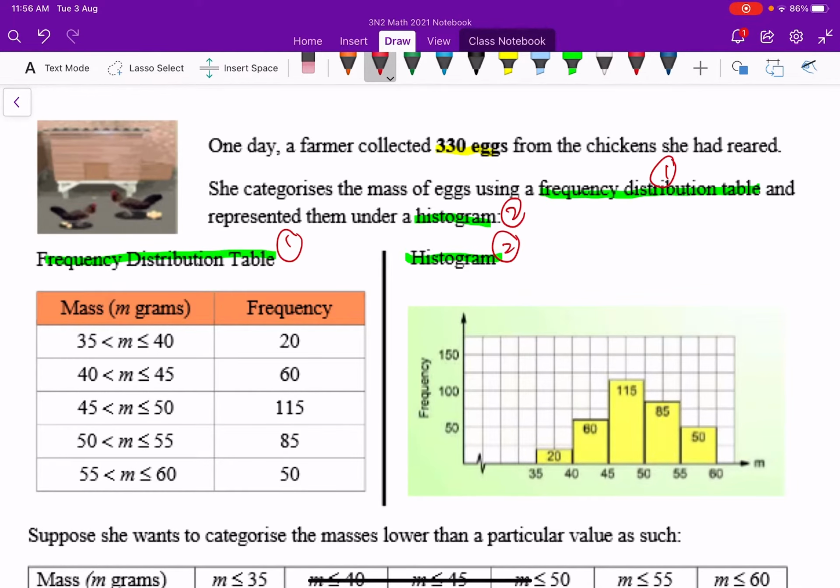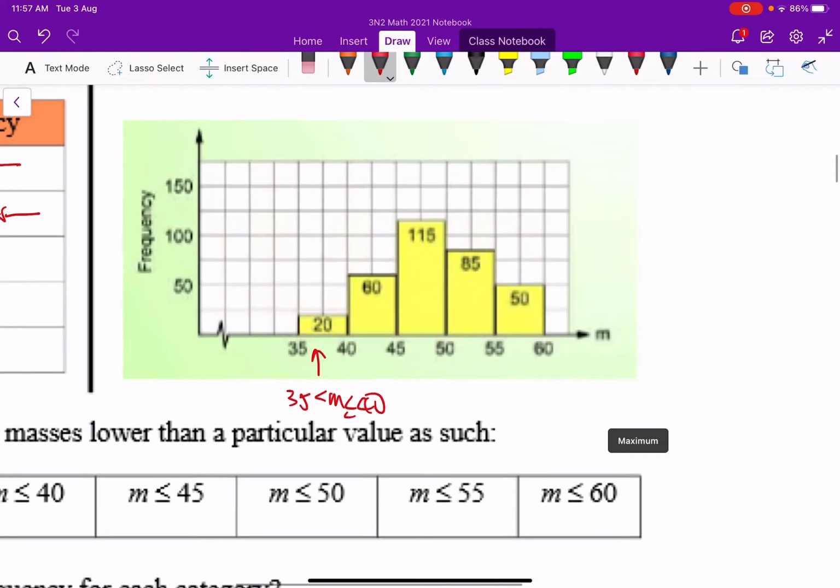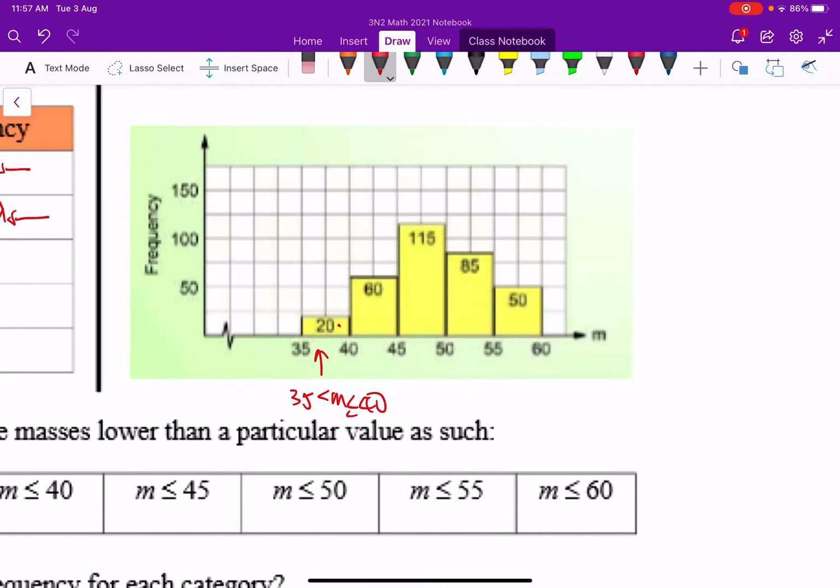Now in these two ways of representing, the one on the left hand side, she put between 35 to 40 grams, there are 20 eggs. 40 to 45 grams, there are 60 eggs. So now let's focus on these two. Over here is between 35 and 40, right? Okay, so you see that there are 20 eggs, 60 eggs here. This is 40 to 45.